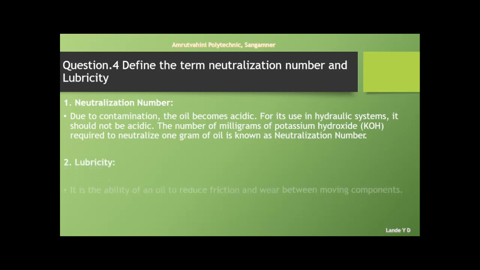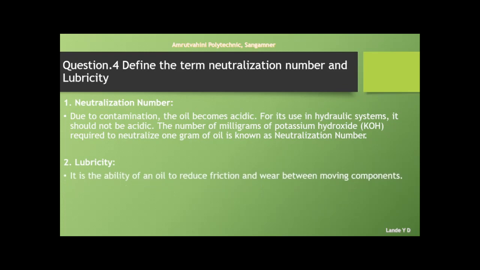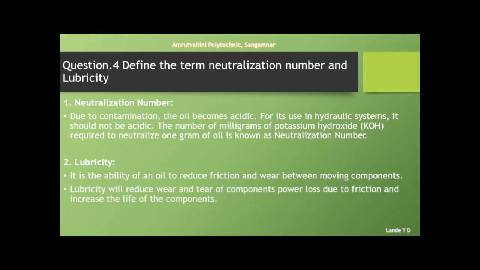2. Lubricity. Lubricity refers to the ability of a lubricating oil to reduce friction and wear between moving surfaces. It is a critical property of lubricants that is essential for protecting engine and machine parts from wear and damage. The lubricity of an oil is determined by its chemical composition, including the type and concentration of additives and base oils.